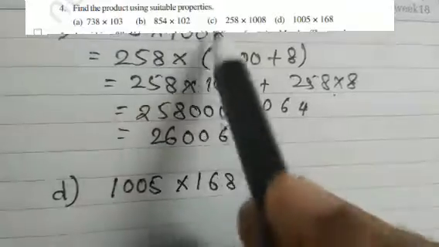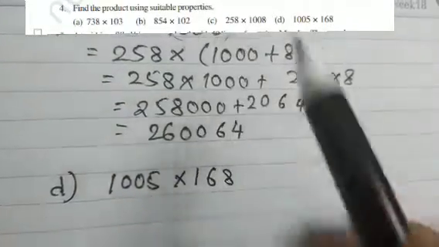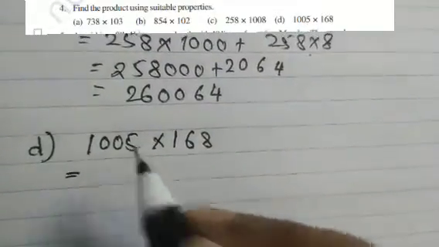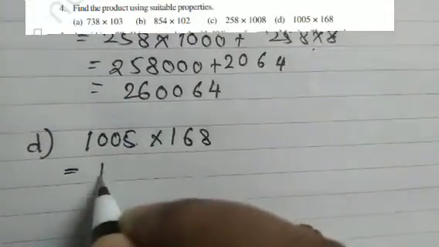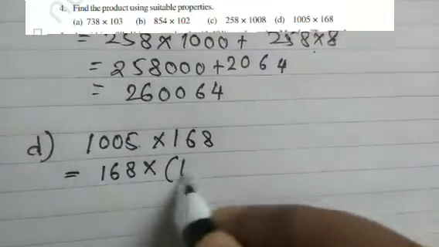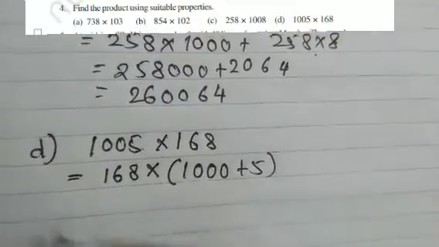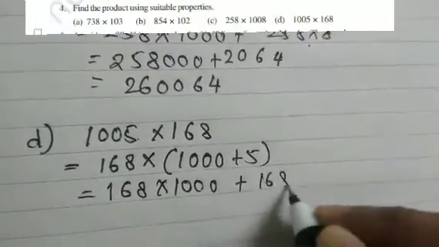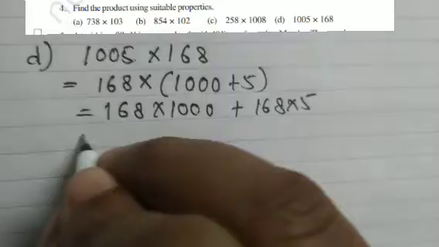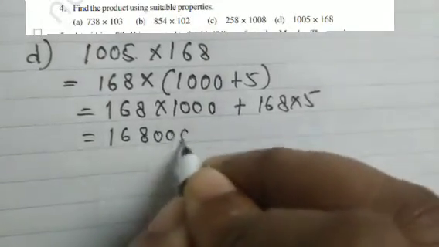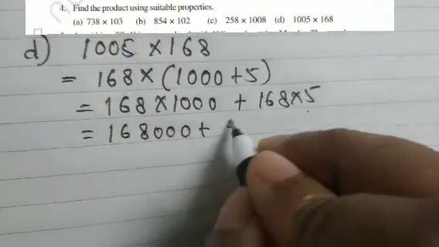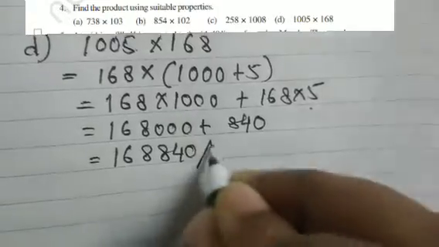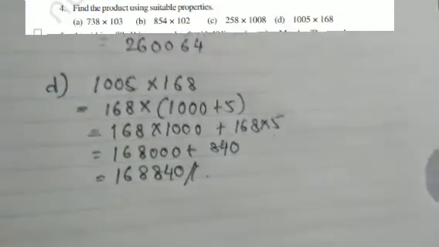Next, there is one more question, which is 1005 into 168. For all the questions I was distributing the second number. It is not mandatory. I will see which is easy for me to distribute. 1005 is easy for me to distribute. So what I will do, 168 into 1000 plus 5. So 168 into 1000 plus 168 into 5. So that is equal to 168000 plus, if you multiply this, you will get 840, which is 168840. Okay.